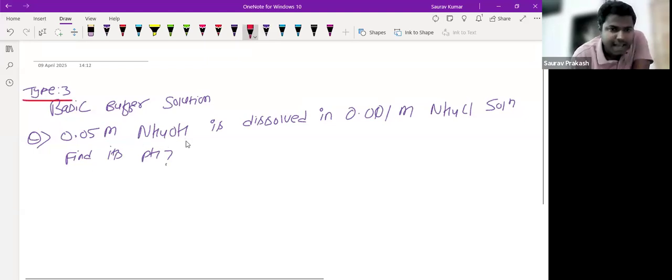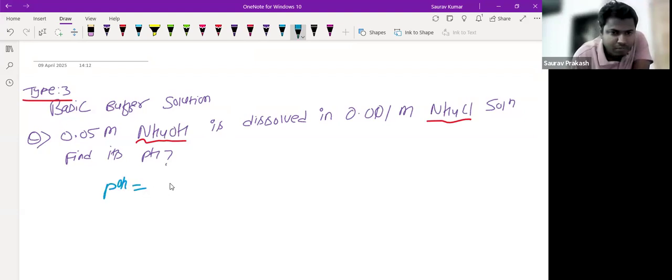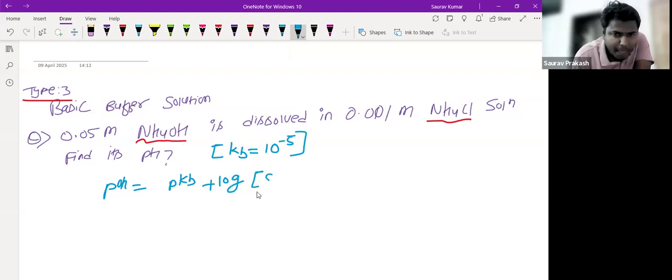So in the question, NH4OH is given. NH4OH is our weak base and NH4Cl is the salt of weak base and strong acid. So it is a basic buffer solution. So we have learned the formula pOH equals pKb plus log salt upon base. The Kb value is given as 10 raised to power minus 5.